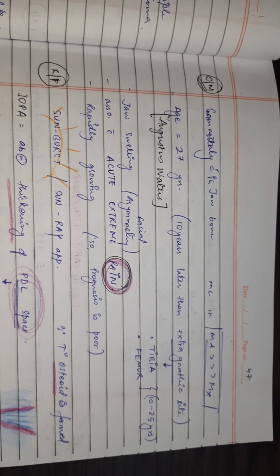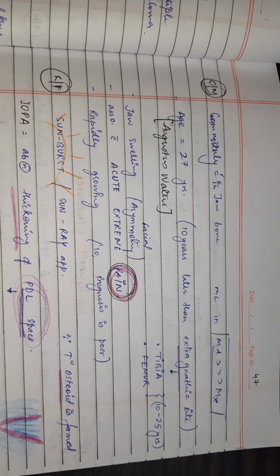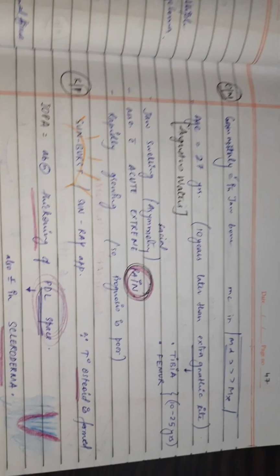Then age is 27. Augustus Waters was his name. Okay, The Fault in Our Stars.